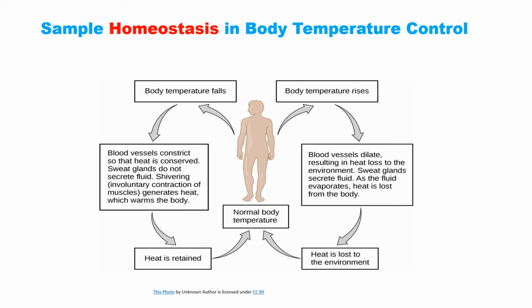Conversely, when the body temperature rises, let's say in high-grade fever, the blood vessels will dilate, resulting in heat loss to the environment. The sweat glands secrete fluid, and as the fluid evaporates, heat is lost from the body, and therefore heat is lost to the environment, and the normal body temperature can be attained. So this is what you call homeostasis, where internal balance is maintained. In this instance, it showed how body temperature is regulated.